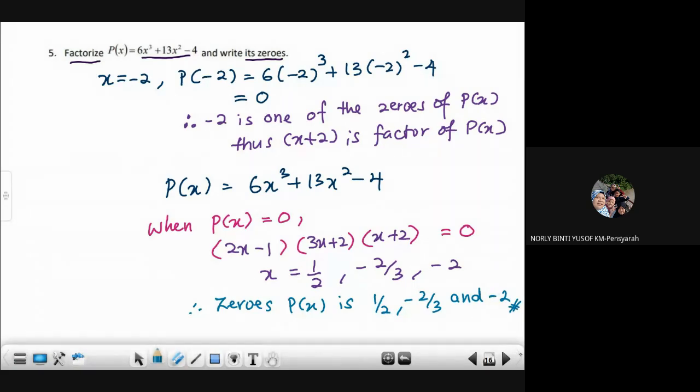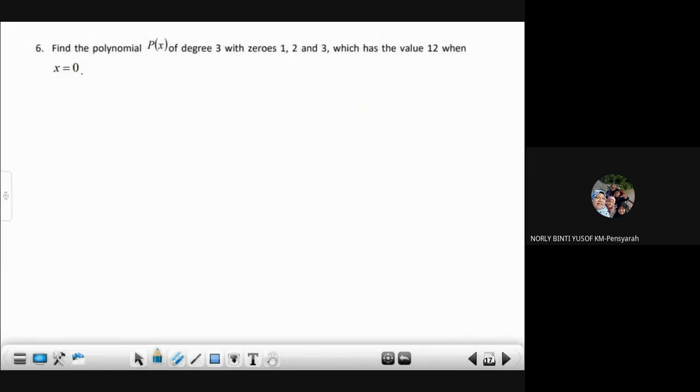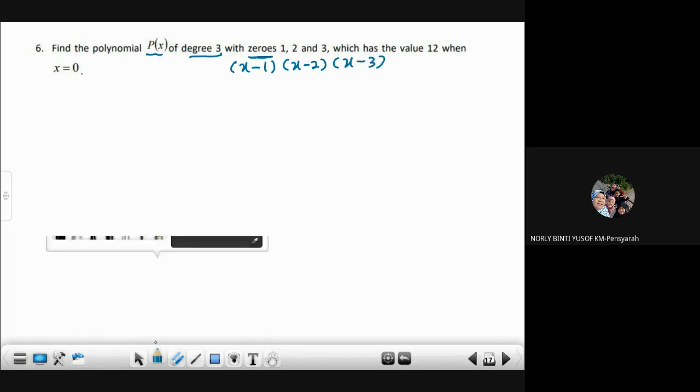Okay, and then last question, soalan nombor 6. Find the polynomial P(x) of degree 3, maknanya kubik lah, kuasa tertinggi dia 3, with the zeros. Zeros adalah roots lah. X ni sebenarnya dah boleh nampak: x tolak 1, x tolak 2, x tolak 3. Kalau dia bagi negatif 3, x plus 3. So you build up, which has the value 12 when x equals 0.